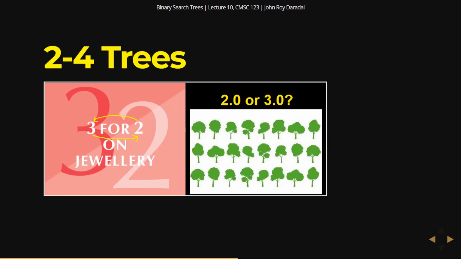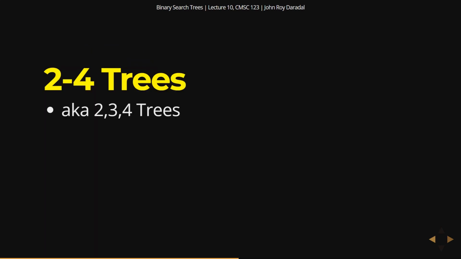And finally, we have the last balanced search tree, which is 2-4 trees. So it's not a 3-4-2 promo, it's 2-4 trees. It's not 2 or tres, it's 2-4 trees. It's not 24 trees, it's 2-4 trees. Okay, so enough with those lame jokes.